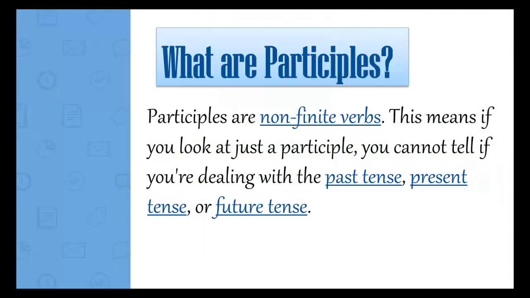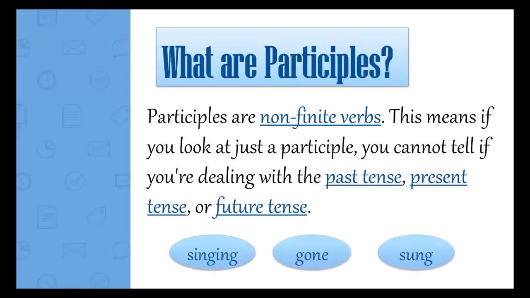Before moving to past participle, let's see what participles are. Participles are non-finite verbs. A non-finite verb is a verb that does not show tense. This means if you look at just a participle, you cannot tell if you are dealing with the past tense, present tense, or future tense. Look at these words. The first one is present participle, whereas the next two are past participles. Can you tell which tense they belong to? Do they belong to present or past tense? The point here is participles alone cannot indicate the tenses.